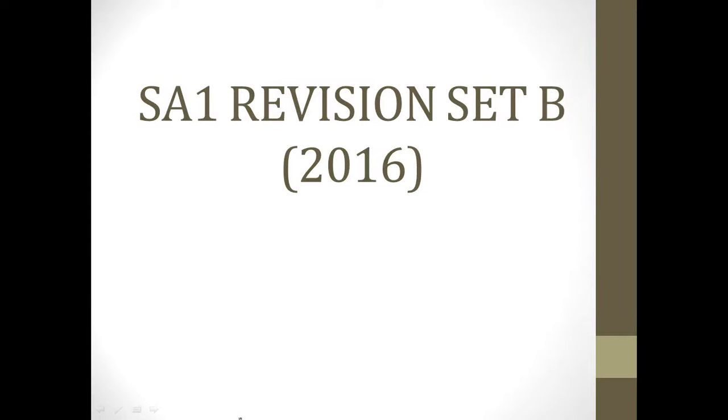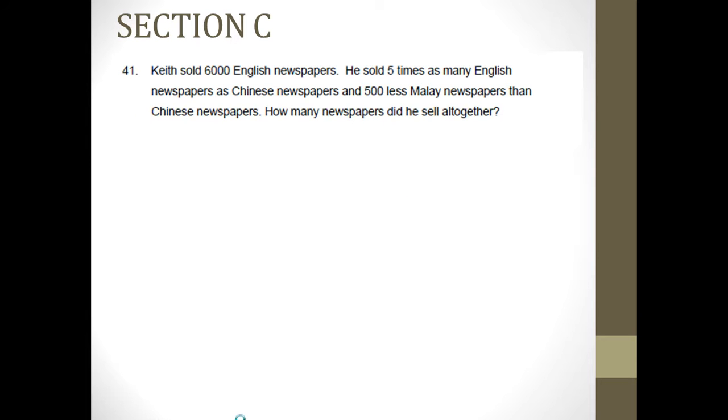Hi everyone, let's continue with our answer to revision set B, SA1 revision set B, section C, question 41. Keith sold 6,000 English newspapers. He sold 5 times as many English newspapers as Chinese newspapers and 500 less Malay newspapers than Chinese newspapers. How many newspapers did he sell altogether?